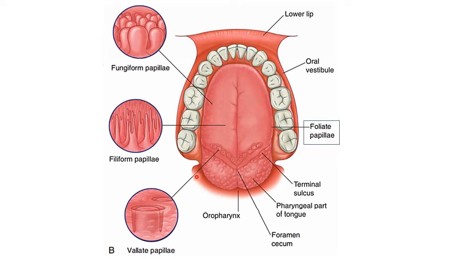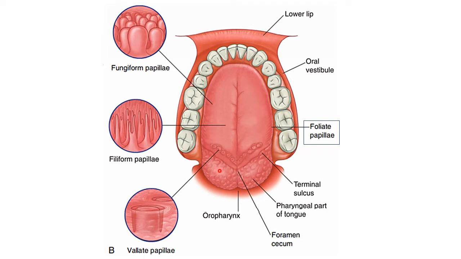These are the vallate papillae. These are blunt-ended cylindrical invaginations in the tongue surface. There are only 8 to 12 vallate papillae arranged in a single V-shaped line just anterior to the sulcus terminalis or terminal sulcus.